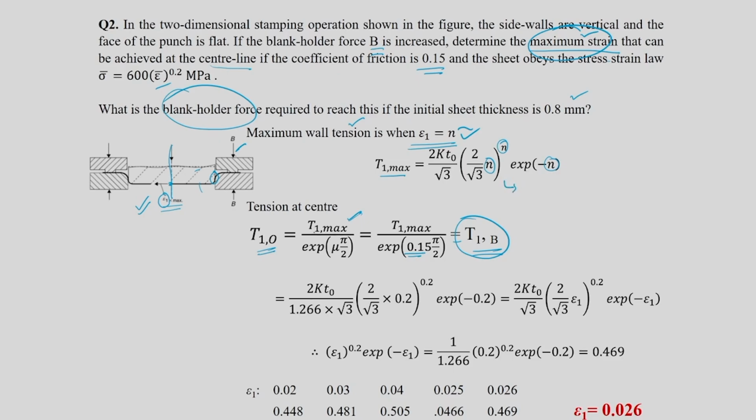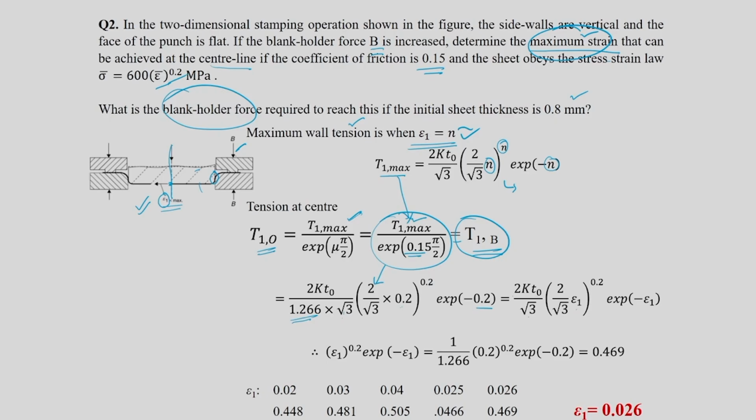Now T1 max is this, 2k T naught. So I am going to substitute this here. 2k T naught divided by exponential 0.15 into pi by 2 would be close to 1.266 into square root of 3. This will remain the same: 2 by square root of 3 into what is n? n is 0.2, power 0.2, exponential minus 0.2. This entire thing has been written in this way. This will be equal to the general case T1b, which remains the same as our original equation: 2k T naught by square root of 3, 2 by square root of 3, epsilon 1 power 0.2, exponential minus epsilon 1.